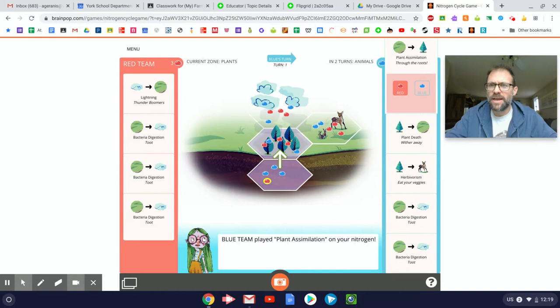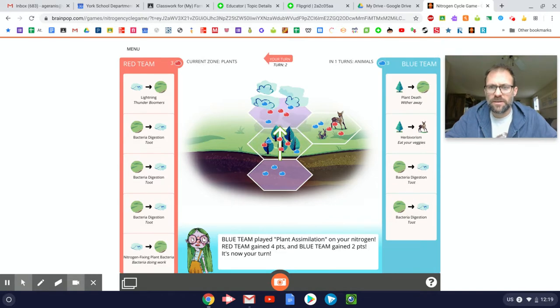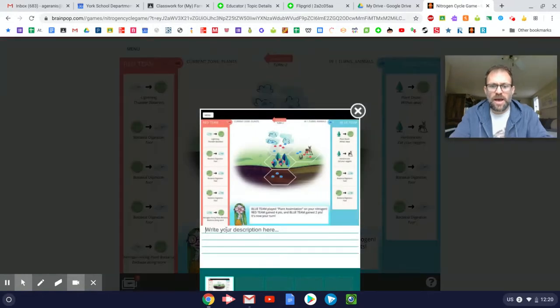So as you can see, this game plays very much like the other 2 cycle games. And similarly, you're going to use Snapthought. There it is, to record your moves. I'm going to record my last move. I chose plant decay to move my opponent's nitrogen from the plants that have died and decomposed or decayed, they mean the same thing, right?